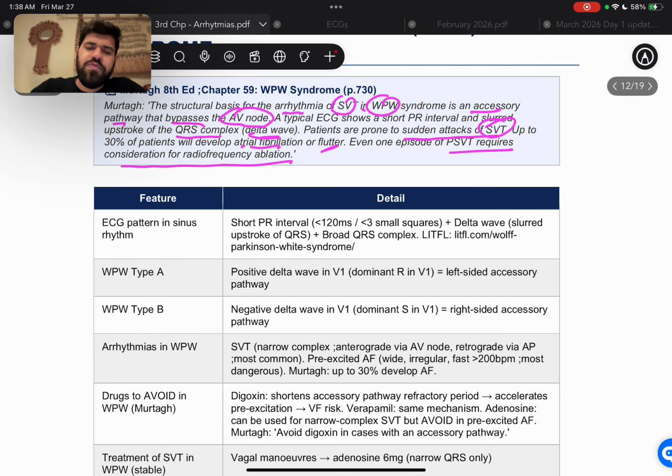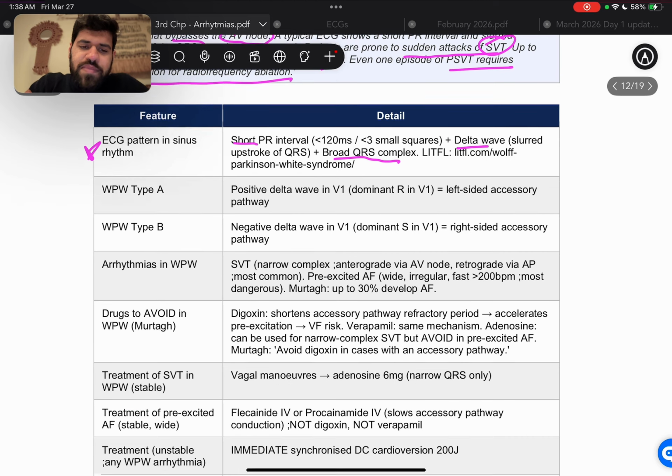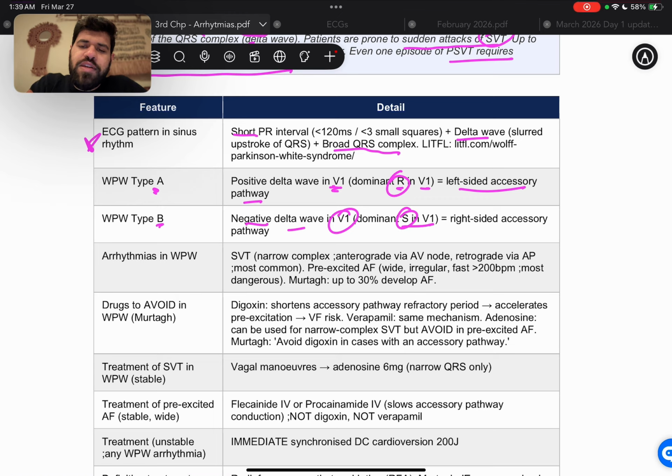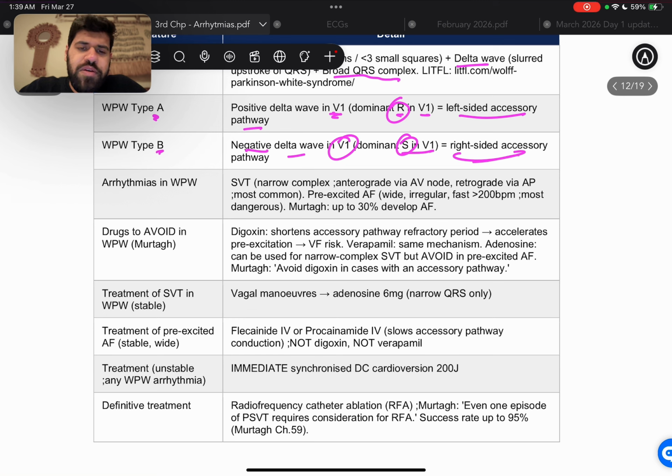So the ECG pattern, we already went over that: short PR interval, delta waves, and broad QRS complexes. Then WPW type A has a positive delta wave in V1, dominant R in V1, which is a left-sided accessory pathway. Type B is right-sided, where there's a negative delta wave in V1 and dominant S in V1. In this we have a dominant S in V1, and this means that the accessory pathway is right-sided. I've yet to see a question about this, but it's really essential information I think all doctors should have when they see the ECG, because it can give them a better understanding of the patient.